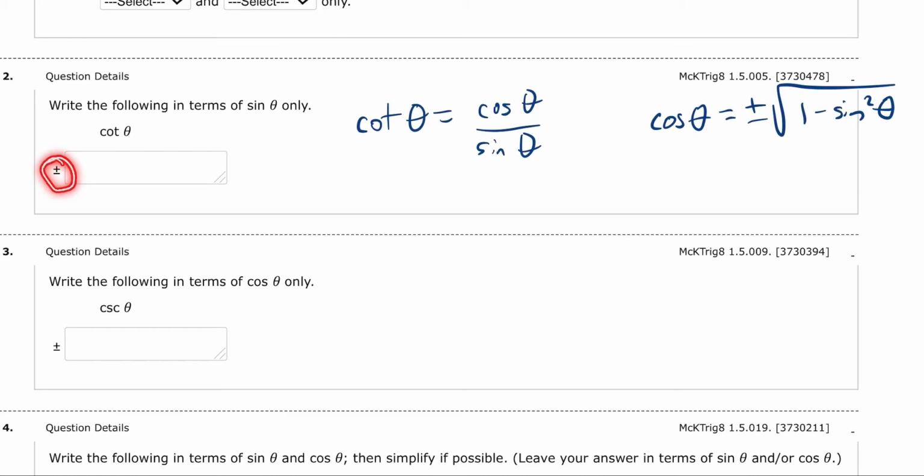Notice they already have the plus minus for you, so you don't need to write the plus minus. It's already there for us. So we just need to write the square root of 1 minus sine squared theta over sine theta. That would do it.